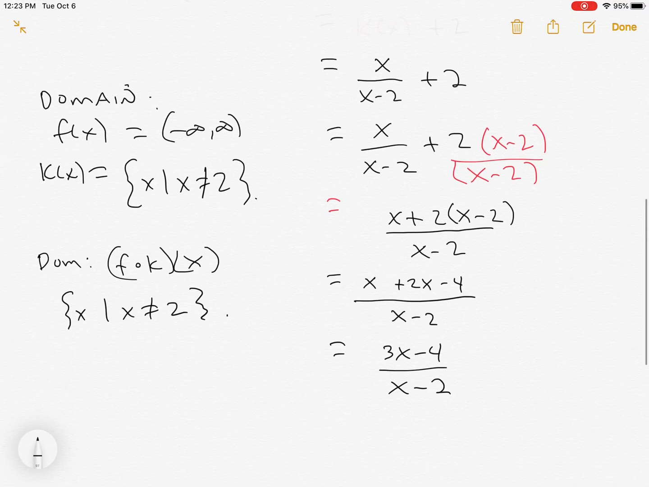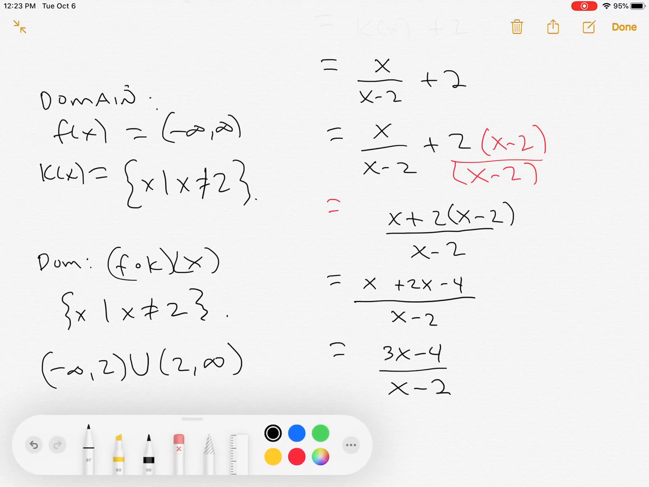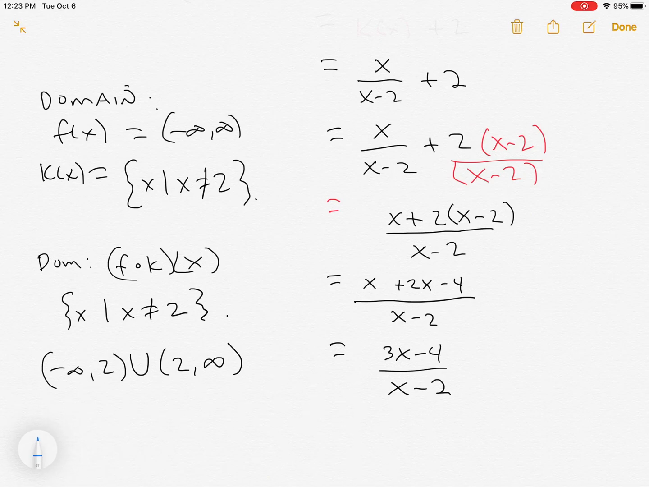In interval notation, it looks like this. You go from minus infinity to 2, open, because you can't put 2 in there, union with 2 to infinity. And so the final answer, this is the function, and this is the domain.